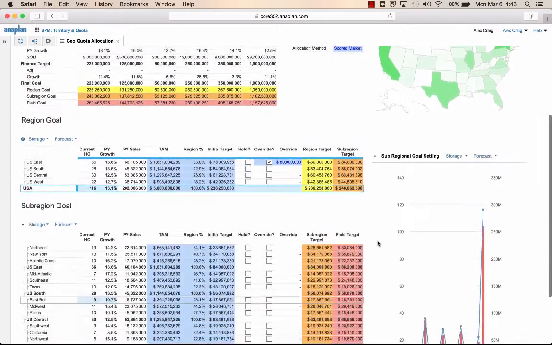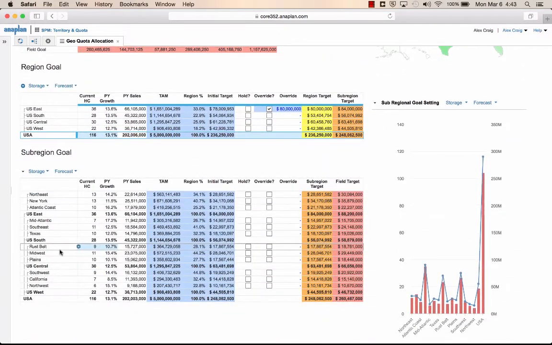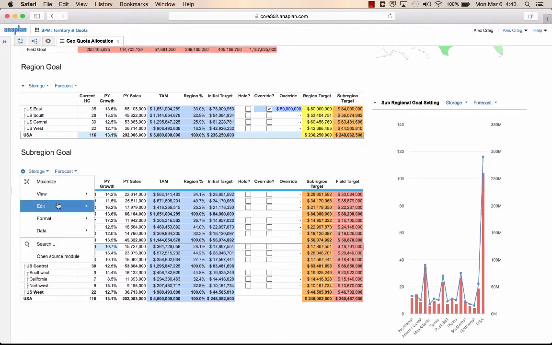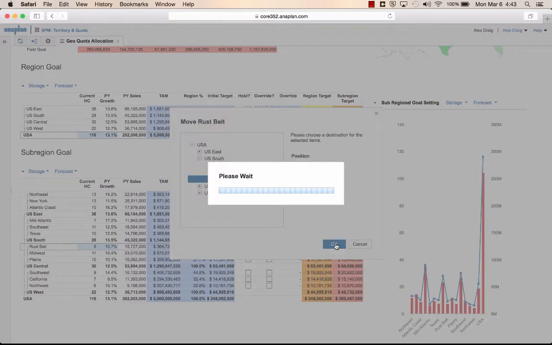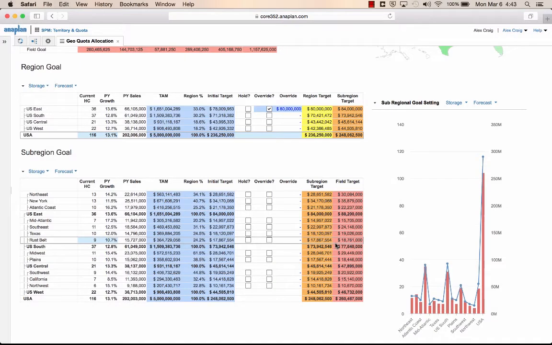For example, if we were to take our Rust Belt region and instead of rolling up to the US Central, it was now to roll up to the US South, we would simply have to move this hierarchy once. It would move in every instance within the model. And if we look at our allocation methodology, our total addressable market is now including these 4 subregions that roll up to the US South. We still have that 100% allocation, and we still maintain the integrity of all our aggregate totals.